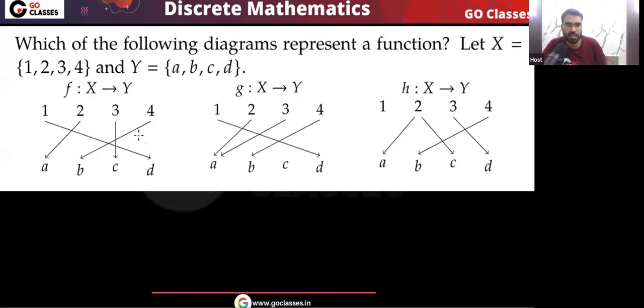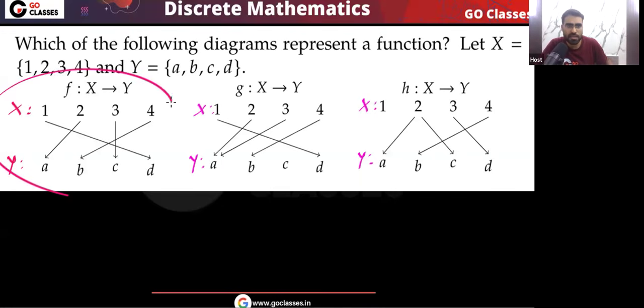Now look at this. Tell me one thing. Is this a function from set X to set Y? This is your set X. This is your set Y. You can see that your set X is 1, 2, 3, 4, and this is your set Y, A, B, C, D. Now you tell me, is this f from set X to set Y a function? Similarly, is this G a function? And similarly, this H, is this a function? Tell me what is the answer.